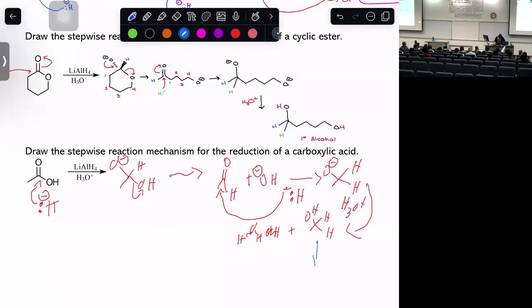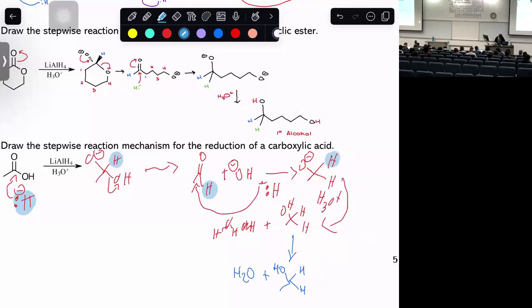It's going to be this guy, which is just your primary alcohol plus H2O as your water. And then let's keep track of our hydride ions. So this one is right here, in your aldehyde from the first attack. And then this is my second one. And there we go. And then our little byproduct is here.